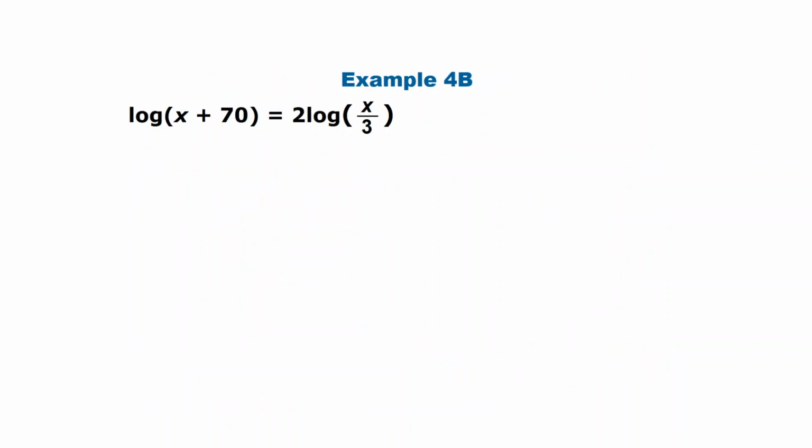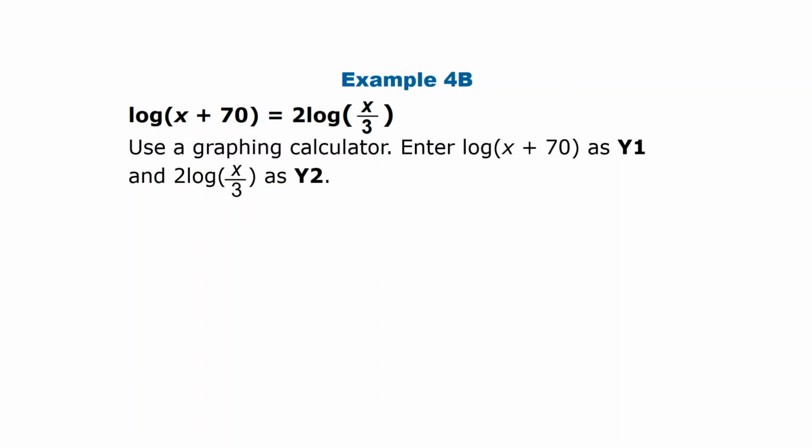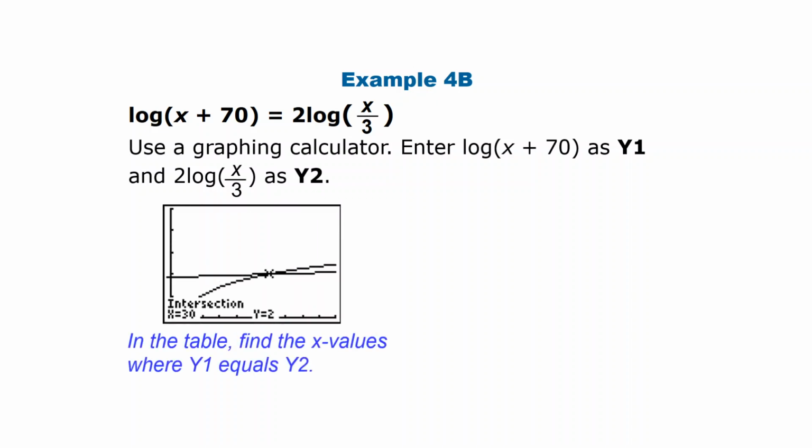Here's another example to try. Again, on your graphing calculator, in Y1 you would graph log and then open quotes x plus 70. In Y2, I want you to write 2 log x over 3, all right? And then again, you're going to take a look at your graph, and take a look at your table.